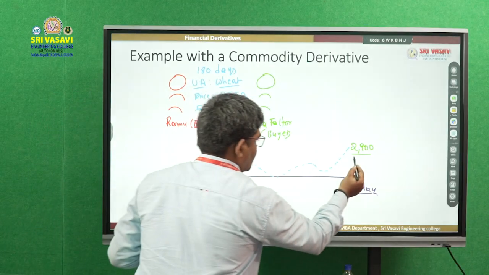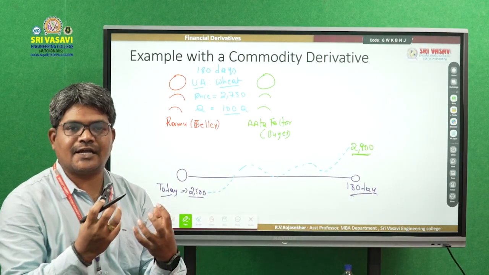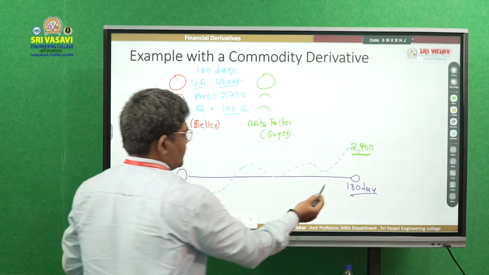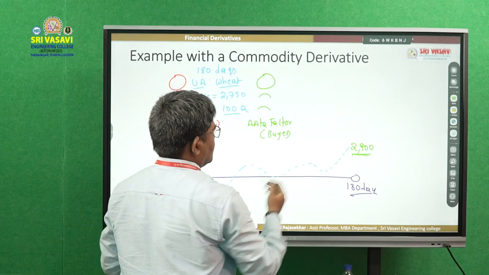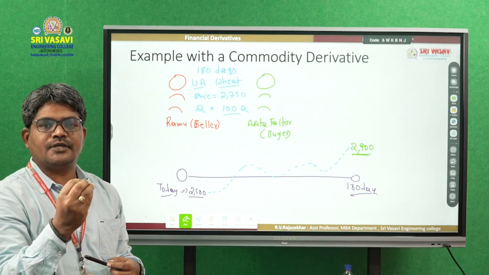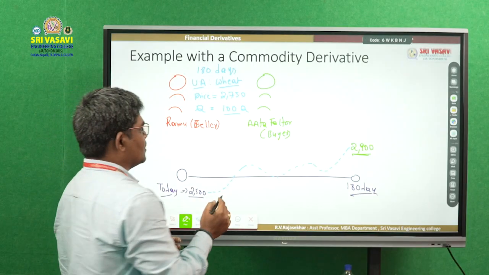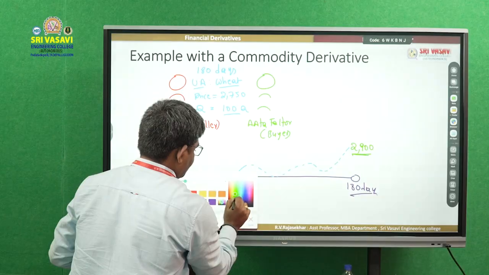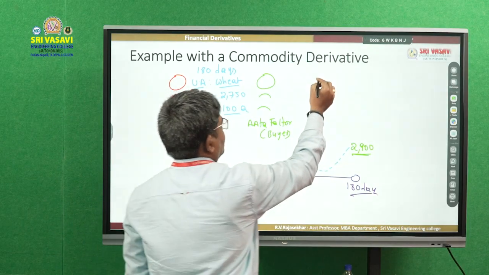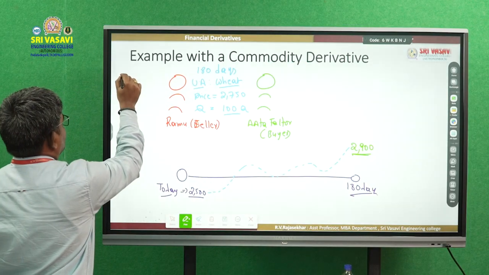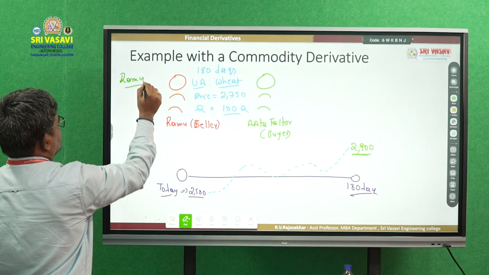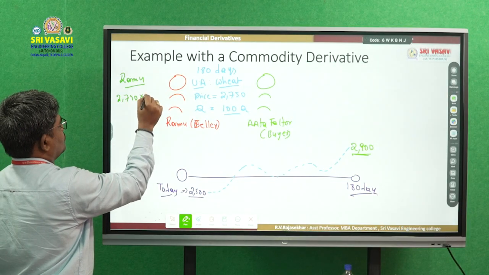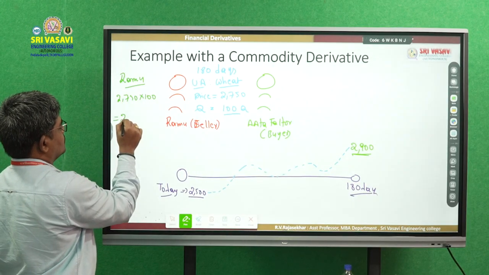We can understand if Ramu had not entered into a contract, what it would be. The price will be 2,900. He is able to sell the entire 100 quintals at 2,900. In total he is going to receive 2,90,000. But what about the contract? Since he entered into a contract, how much money is Ramu going to receive on day 180? 2,750 into 100 quintals. Now how much?